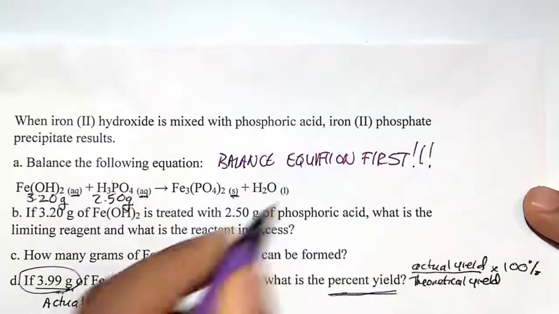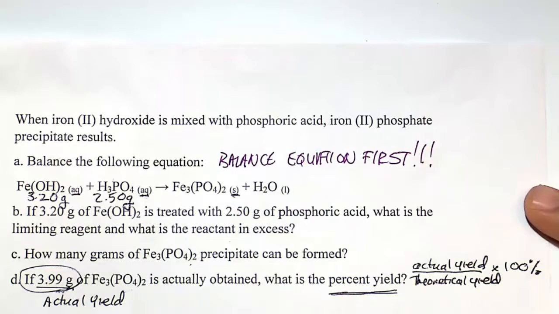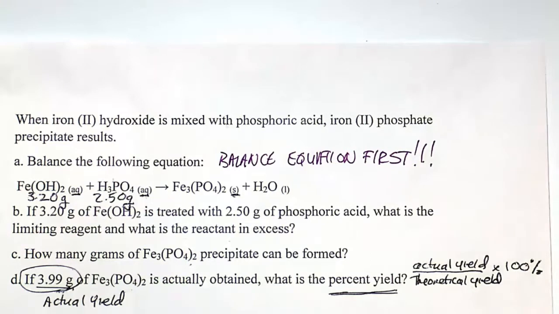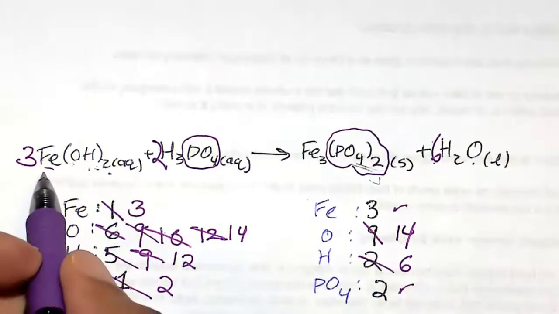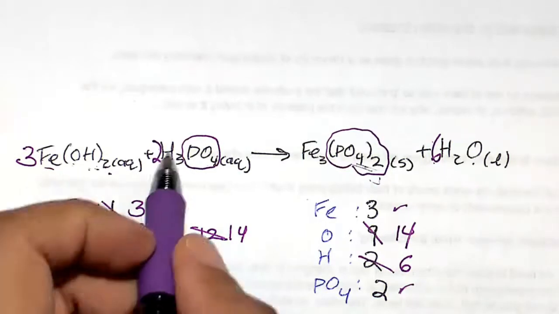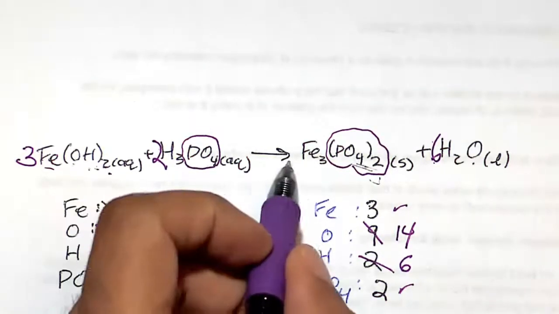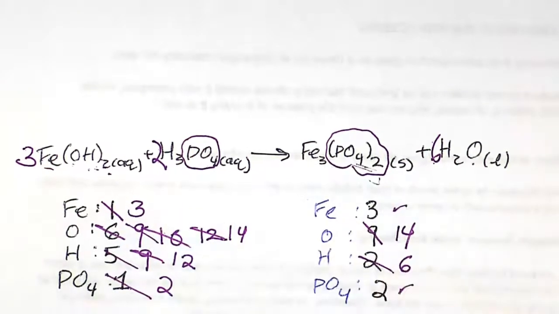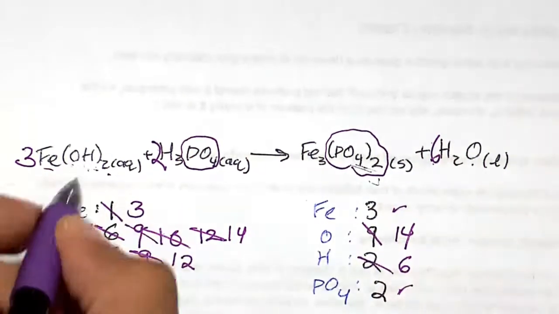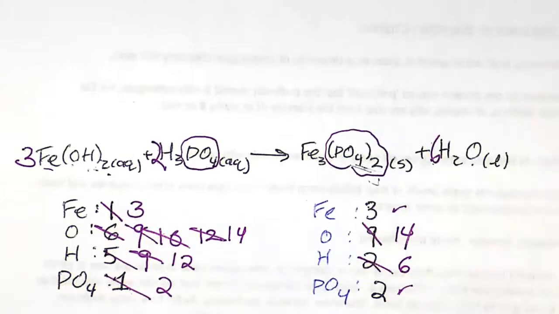Once we balance the chemical equation, we're ready to determine the limiting reagent, and then we're able to successfully complete A, B, C, and D of this problem. My balanced chemical equation is 3 iron 2 hydroxide plus 2 phosphoric acid goes to iron 2 phosphate plus 6 H2O. First thing is to figure out which is our limiting reagent.